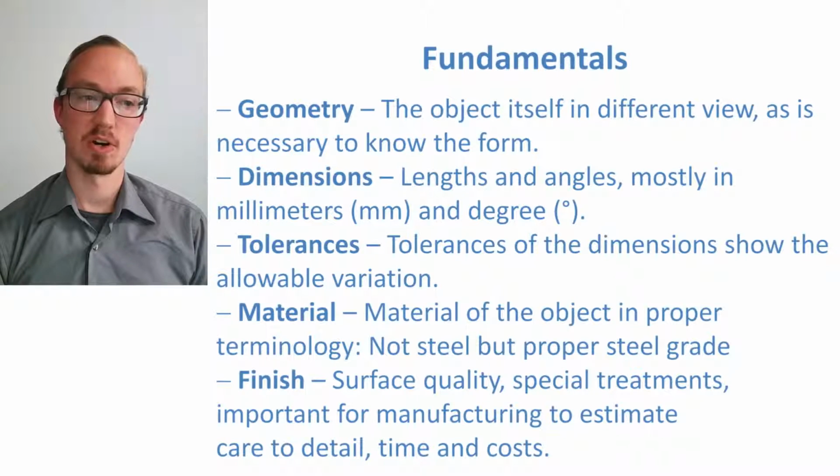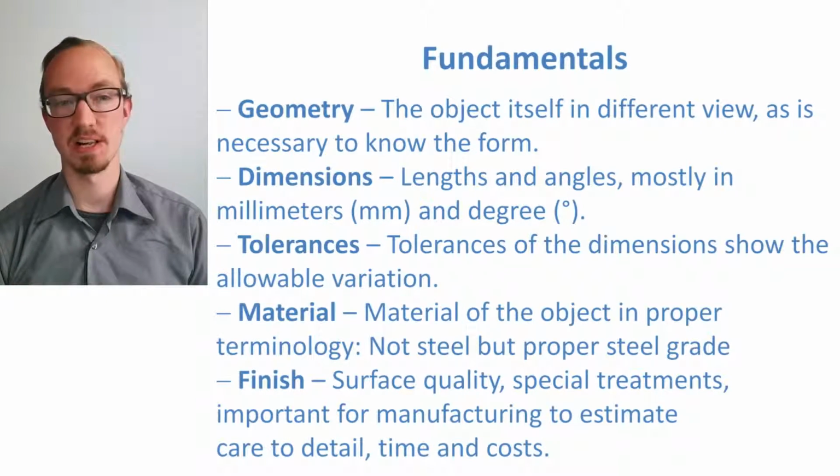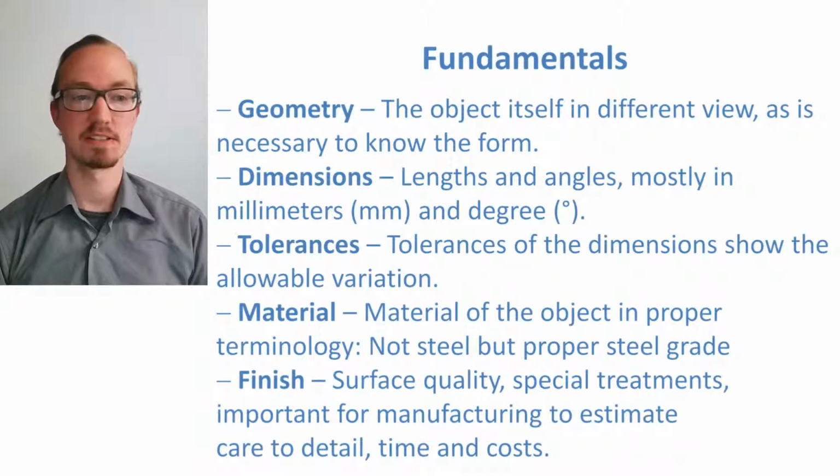The fundamentals of an engineering drawing are here. We have the geometry, the object itself in different views, as it is necessary to know the form. We have the dimensions, lengths and angles, mostly in millimeters and degrees. We have the tolerances of the dimensions shown, the allowable variation. We know the material of the object in proper terminology, so not just that it's steel or wood or something, but with proper steel grade and classification.